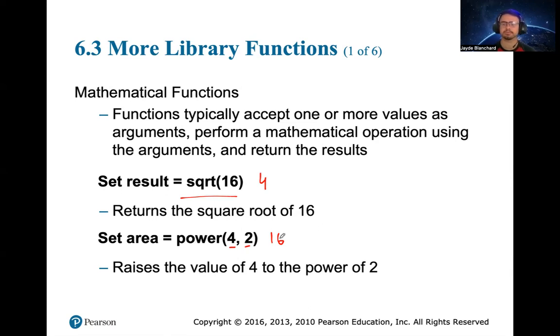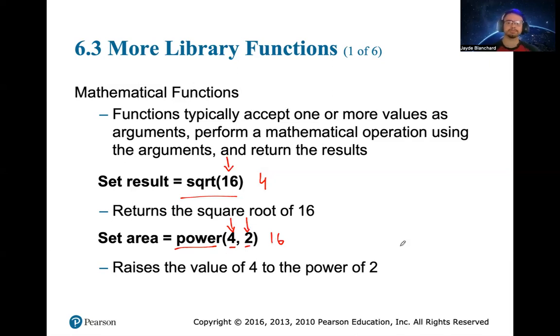Again, the same idea. You're going to put the name of that function, and then you're going to specify the arguments that need to be specified. In the square root case, you only need one argument, the number of which you want to take the square root. And if you want to raise a value to a certain power, you have to specify which value you want to be raised, and to which power you want that value to be raised.